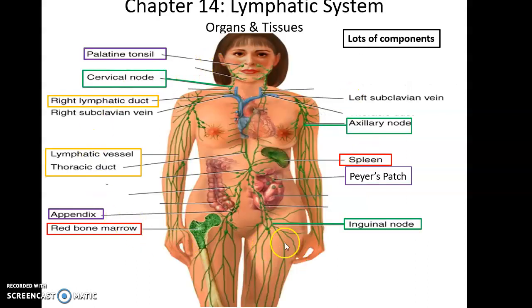So again, lots of different lymphatic tissues and structures throughout the body, the tonsils, the lymph nodes, the lymphatic vessels, lymphatic trunks, lymphatic ducts, the appendix, the red bone marrow, the spleen, all important components. That is it for this part of the lecture.